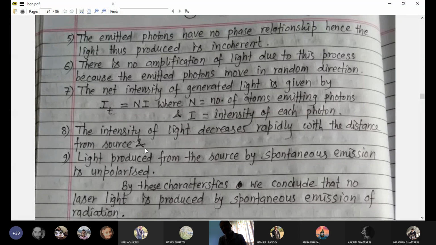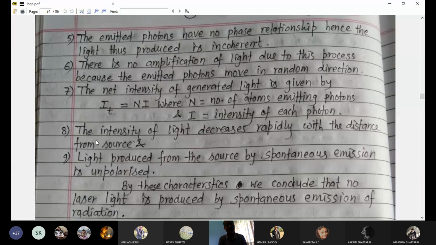Now, another characteristic is that the intensity of light decreases rapidly with the distance from the source, because the emitted photon moves in random direction. If the emitted photon moves in random direction, then the characteristics are similar to ordinary light, which means the intensity of light emitted by spontaneous emission of radiation decreases rapidly with increase in distance from the source. And another is that light produced by spontaneous emission is unpolarized light.